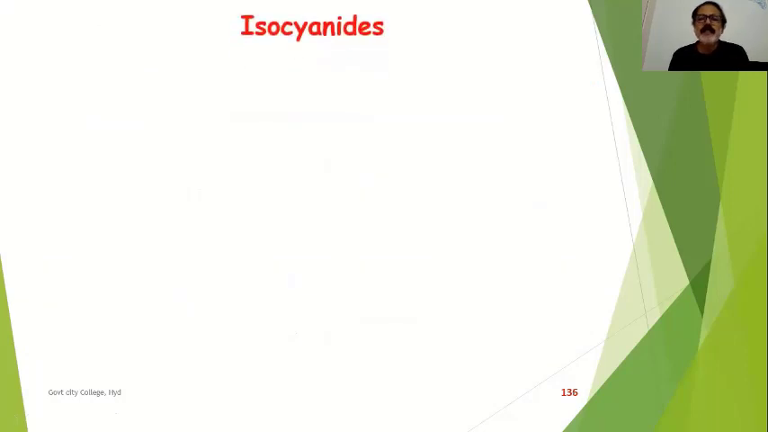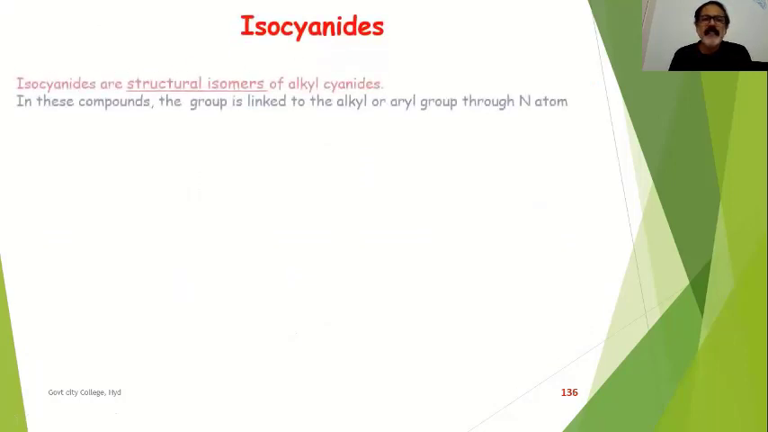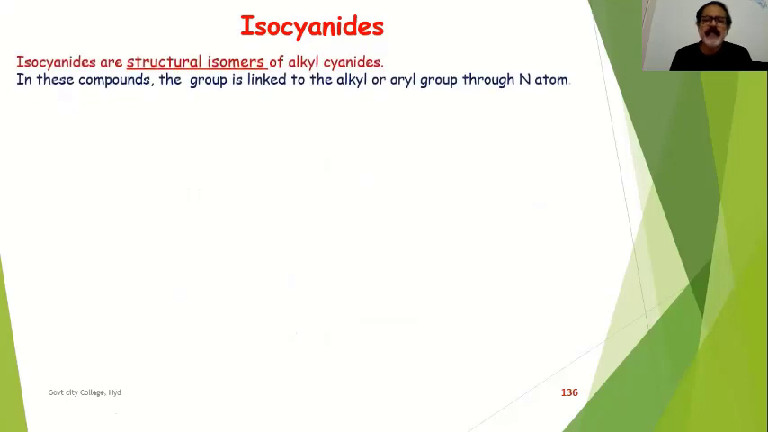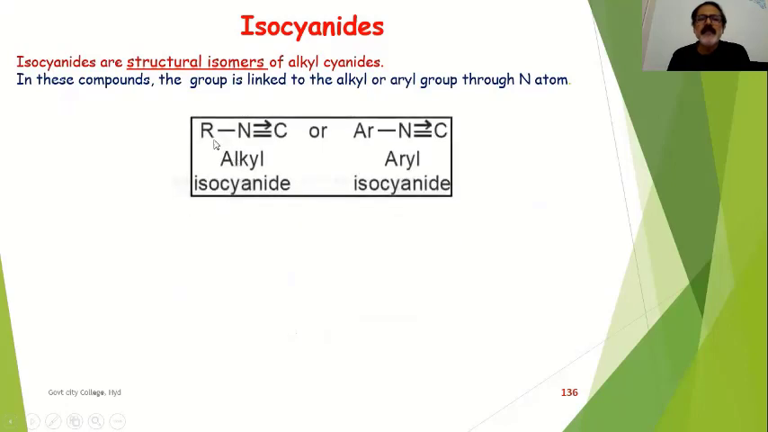Then let us go into isocyanides. A very simple difference is that cyanides and isocyanides are siblings. They are structural isomers. They have the same molecular formula, but the only difference is the functional group. In that case, it was RCN. In this case, it is RNC.